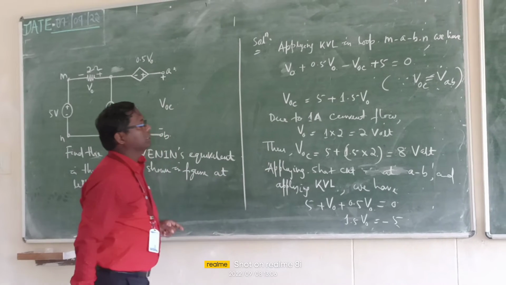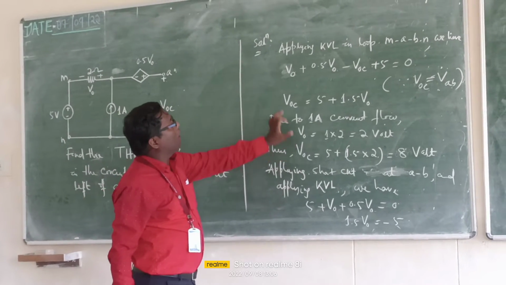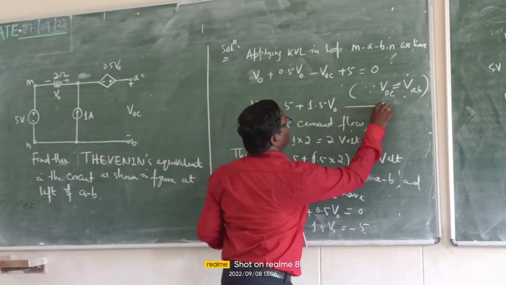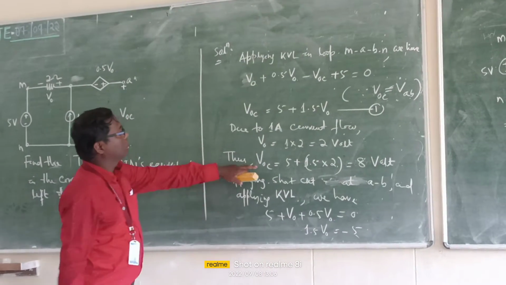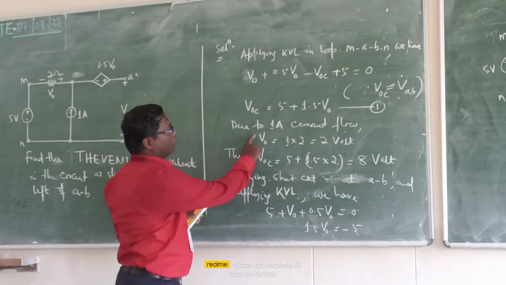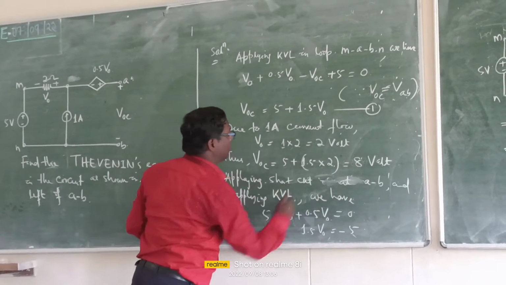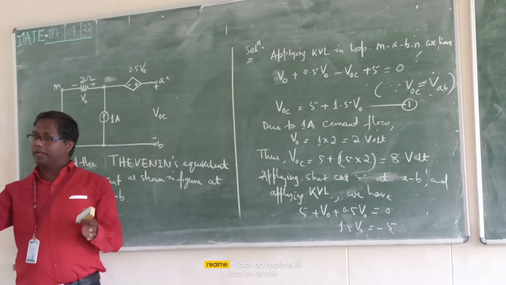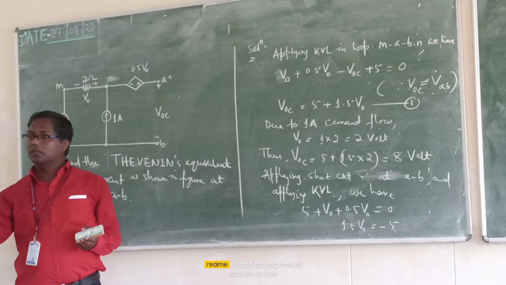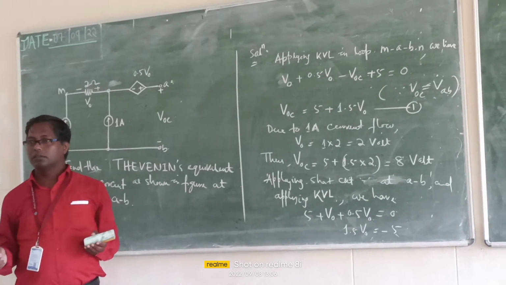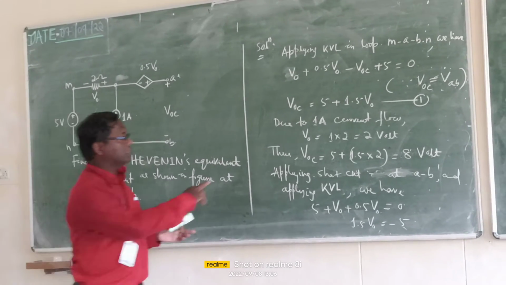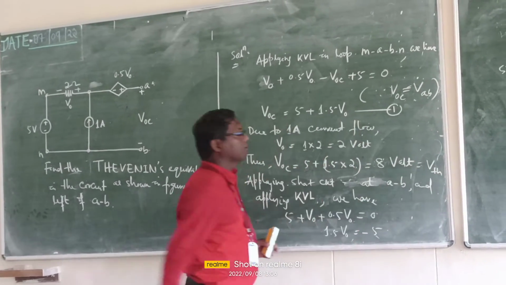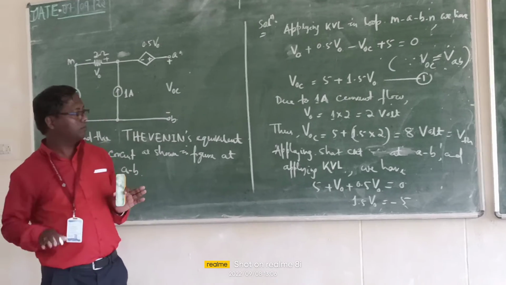Now we can find VOC. We say this is equation 1. Substituting the value of V0, we find VOC is 8 volt. And whatever open circuit voltage we find, that is the Thevenin open circuit voltage, that is your VT. Now we are clear about the Thevenin voltage.